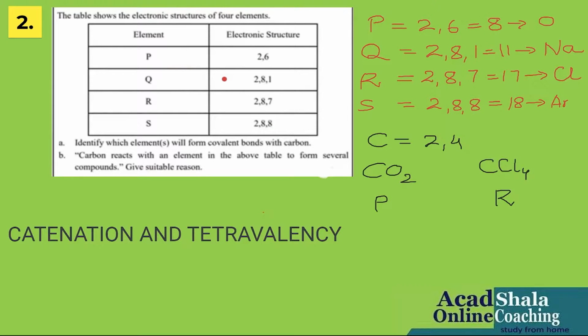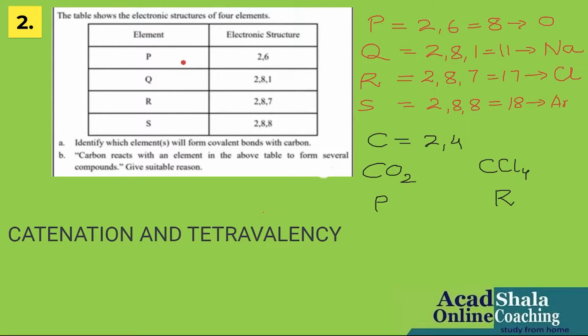P is 2,6. Then next is Q 2,8,1, R 2,8,7, S 2,8,8. Now the question says, identify which elements will form covalent bonds with carbon. Part B says, carbon reacts with an element in the above table to form several compounds. Give a suitable reason.